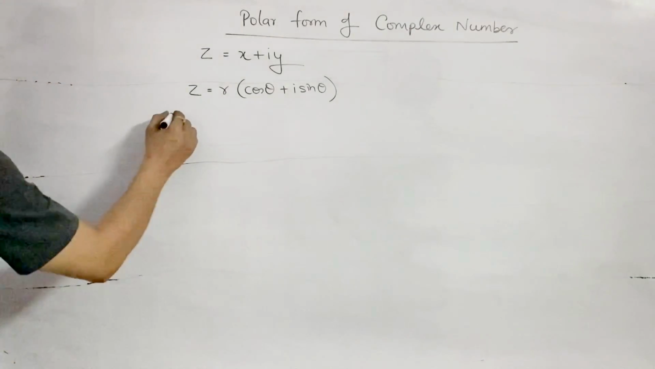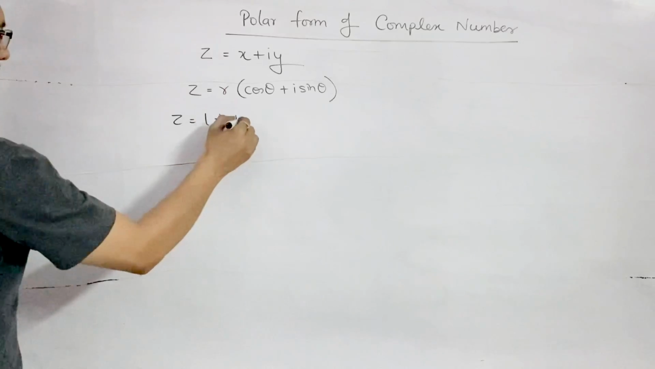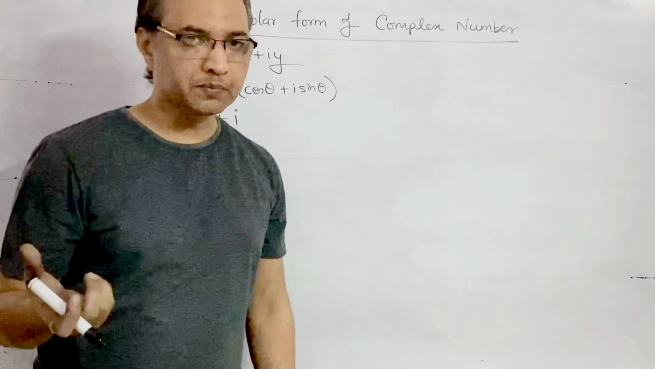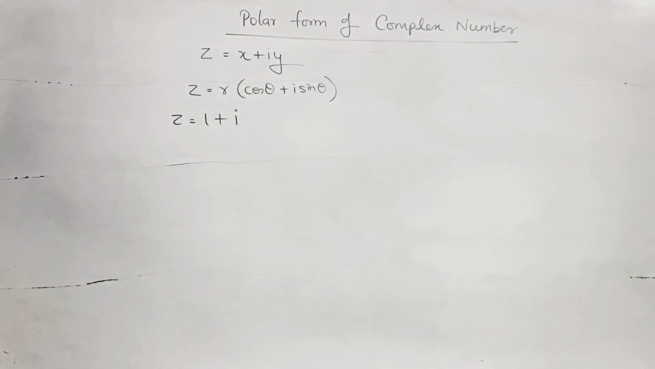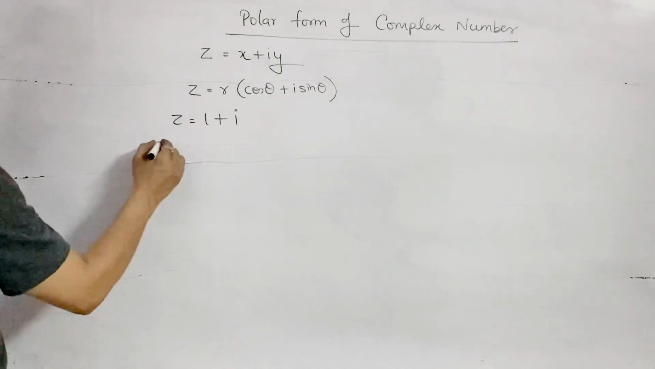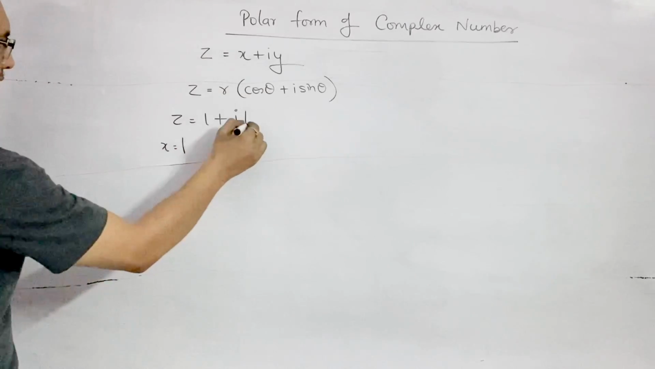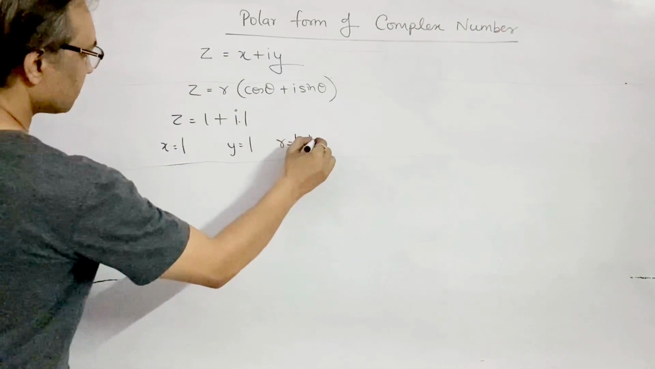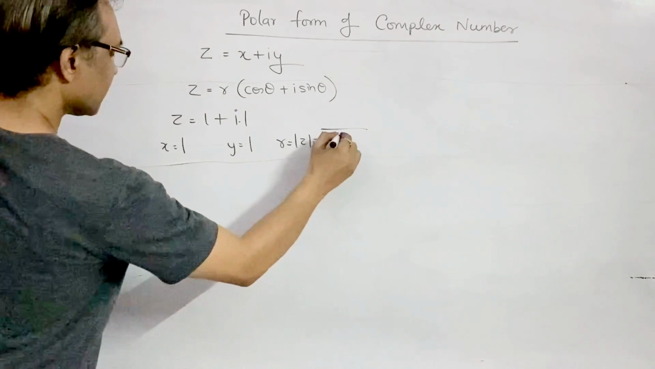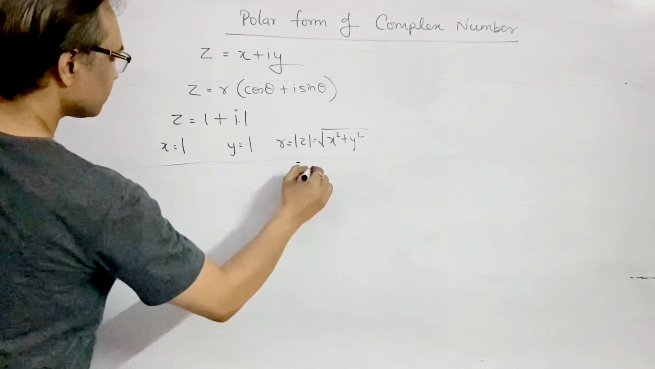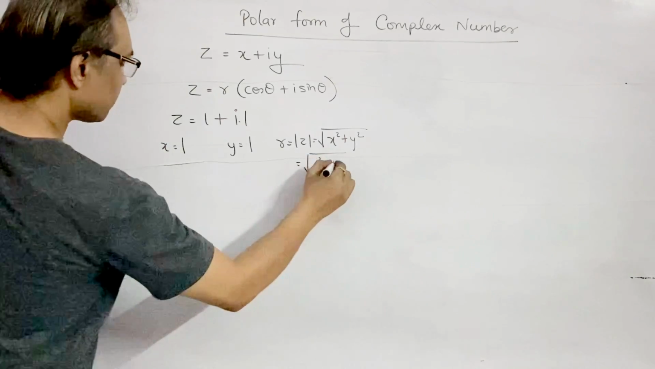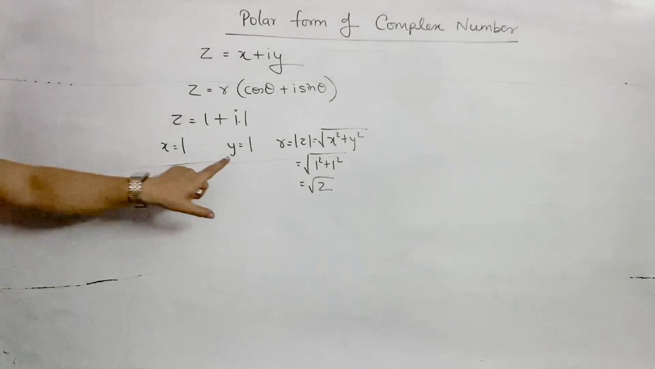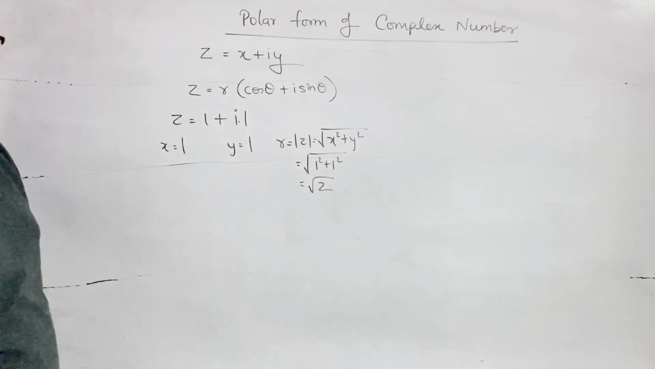Suppose we have a complex number z equal to 1 plus i, and we want to represent it in the polar form. First of all, let us find x and y. x is 1, y is 1. From this we can calculate mod z, under root x square plus y square. So under root 1 square plus 1 square, under root 2. This is x, this is y, and we have got the value of modulus.